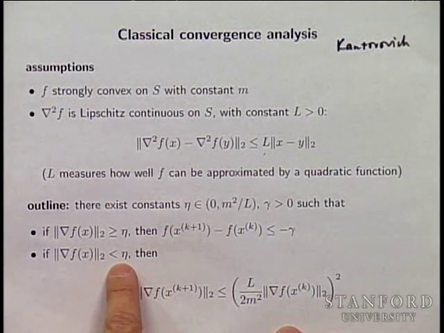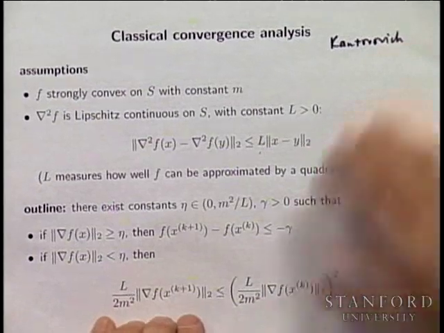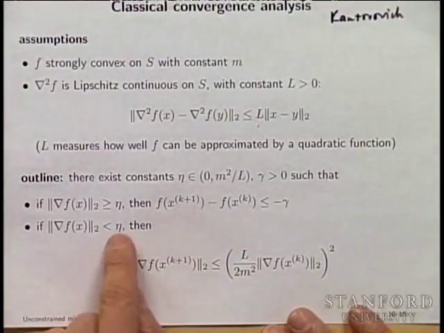Now, so eventually, the gradient gets smaller than something. Now, once the gradient norm is smaller than some number eta, you have the following. And you have to look at this very, very carefully. It's got a constant L over 2m squared.